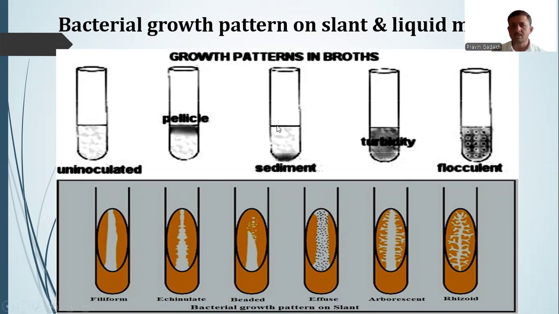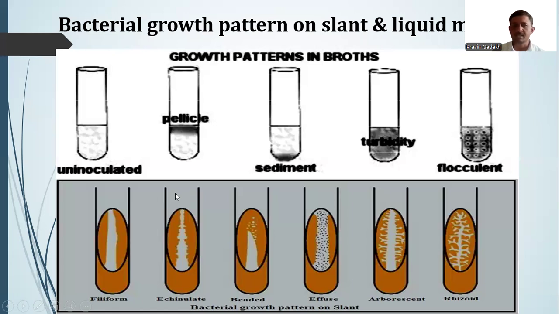If we observe all the cultural growth settled down at the bottom, we can say it is nothing but a sediment type of pattern of that culture in a broth media. If we observe a uniform turbidity or uniform growth pattern of that organism, we can call it uniform turbidity. Or if we see floc formation of that particular organism, we can record it as a flocculent type of growth pattern of the organism.